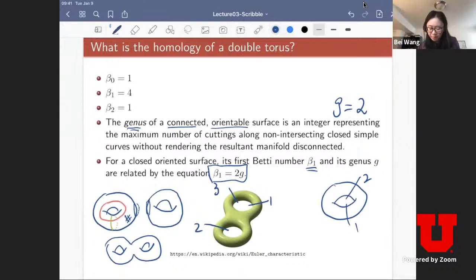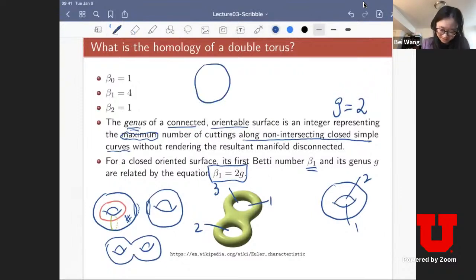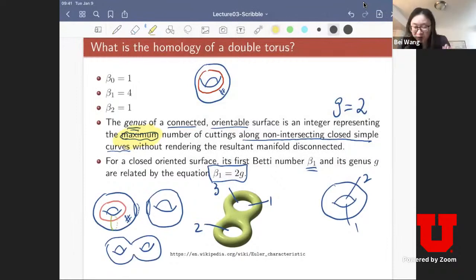Oh, yes. But remember, you have to cut along a non-intersecting closed simple curve. But remember, it's a maximum number, right? If I cut along as a bagel, I see what you mean. Let's do this, right? You can argue that even for a single torus, if I cut along exactly the first generator, like this, this is how you cut a bagel, the surface gets disconnected. But remember, it's asking for the maximum number. This is not the maximum number. The maximum number is 2.